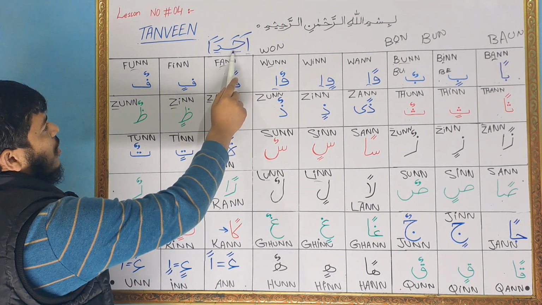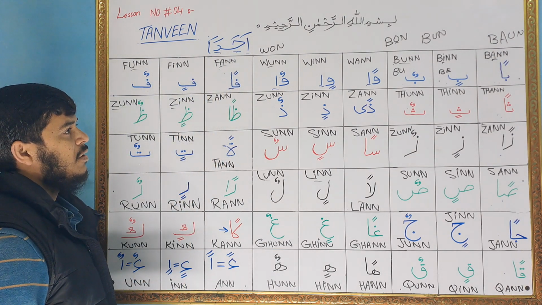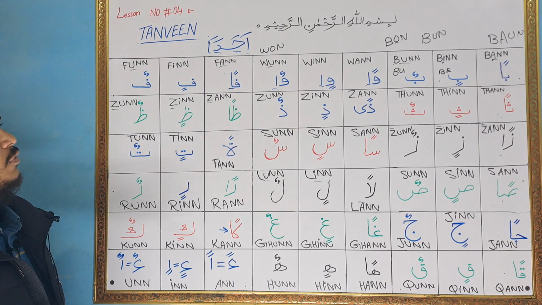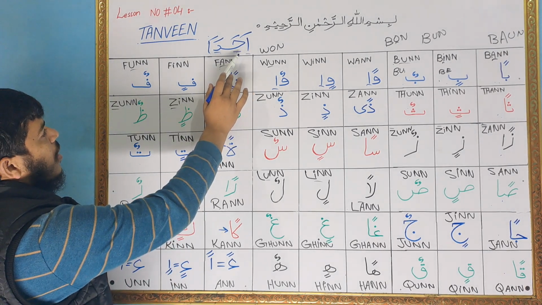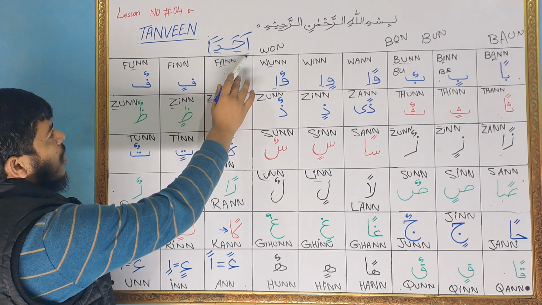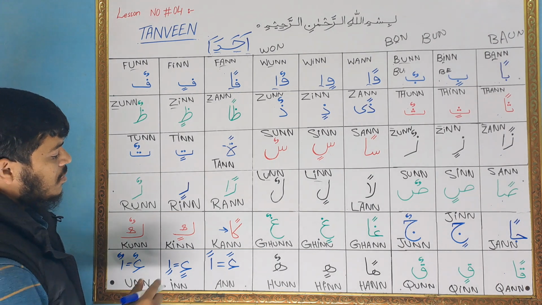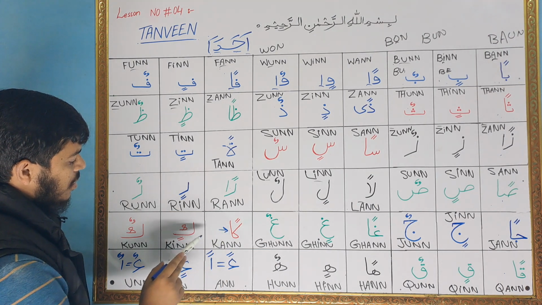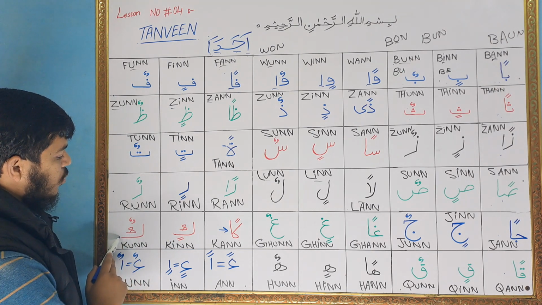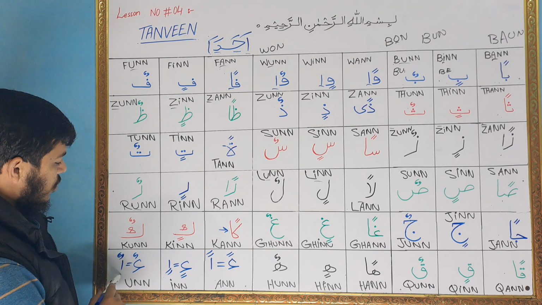Hamza fatha a, ha fatha ha, dal two fathas, dan. But in practice we will just do without spellings. Ahadan, ahadan. So you have to practice without spellings as well, just the sounds. Kan, kin, kun, an, in, un.